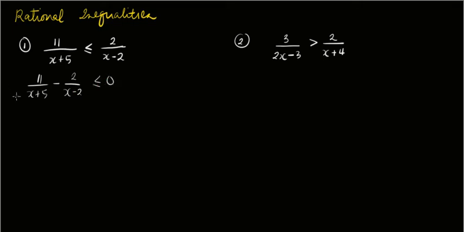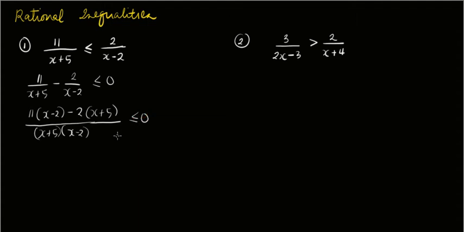The next thing is to combine this into a single fraction or rational expression. So the LCD is x plus 5 times x minus 2. And then x plus 5 times x minus 2 divided by x plus 5, we have x minus 2. So we have 11 times x minus 2 minus, this whole expression here divided by x minus 2, so we have x plus 5. So we have 2 times x plus 5, is less than or equal to 0.